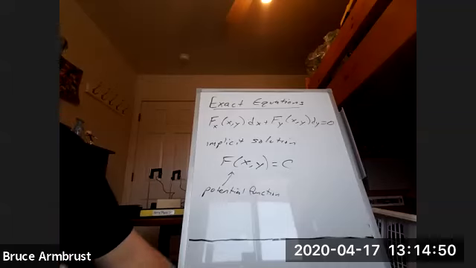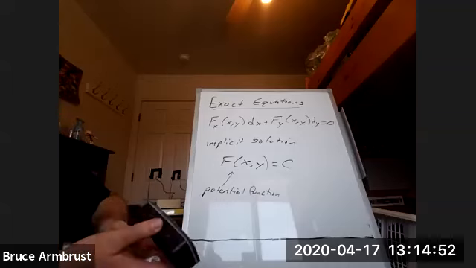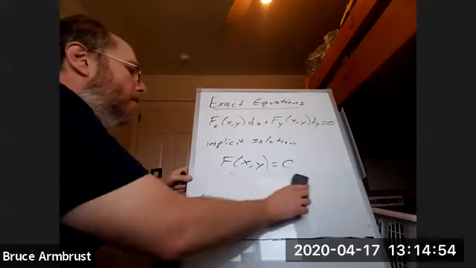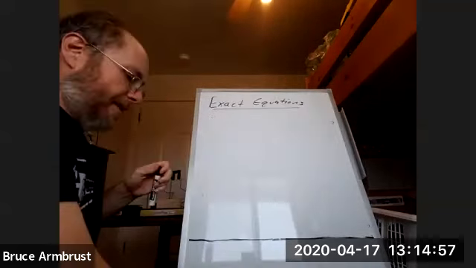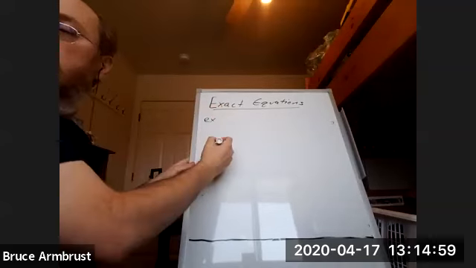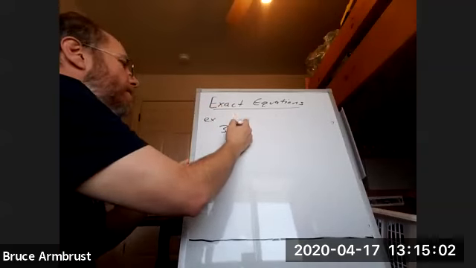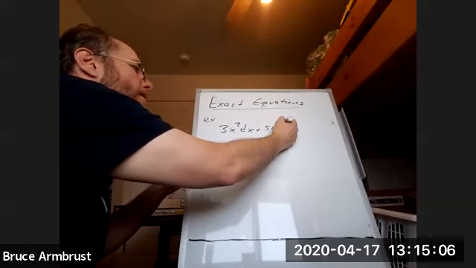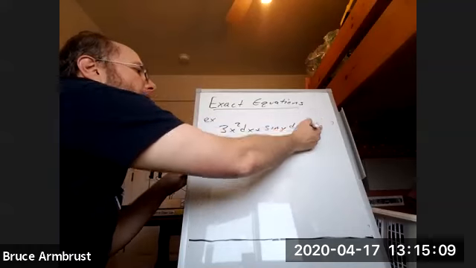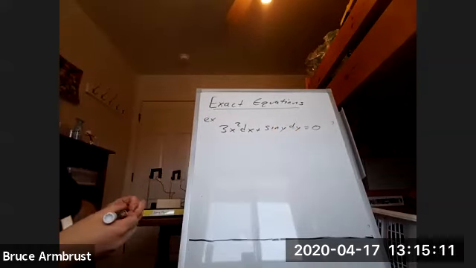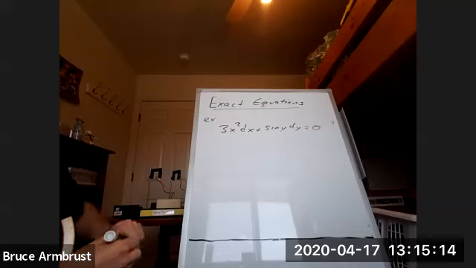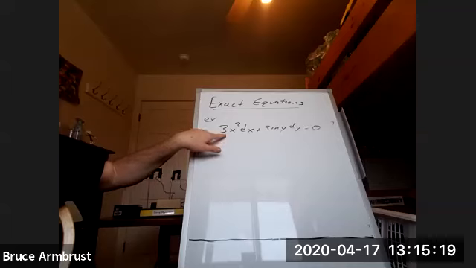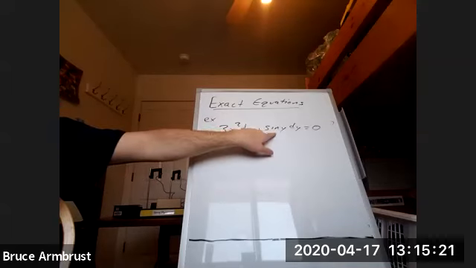All right, so let me give you an example. Let me just show you how this plays out. So let's say we have this guy. We'll take 3x squared dx plus sine of y dy, and that's going to equal 0. So what we'd be looking for is a function whose partial with respect to x is 3x squared, and whose partial with respect to y is sine of y.